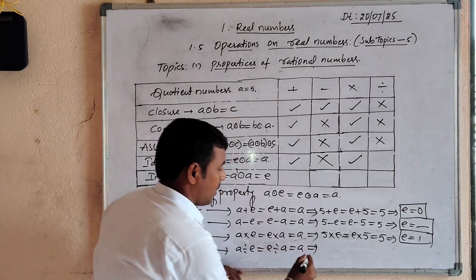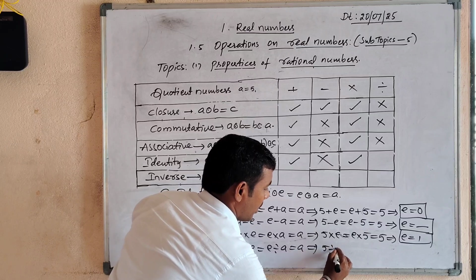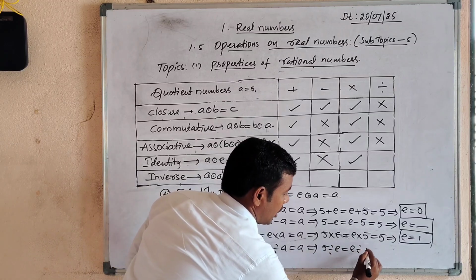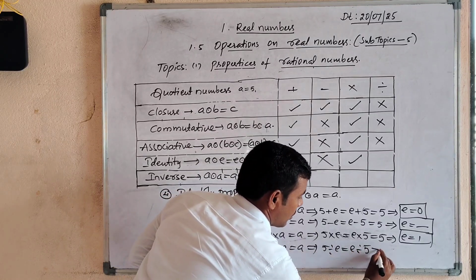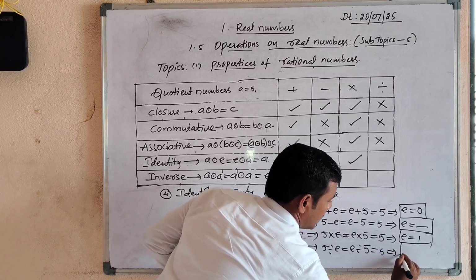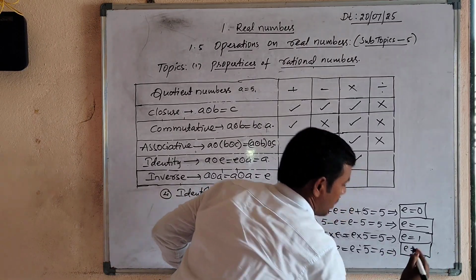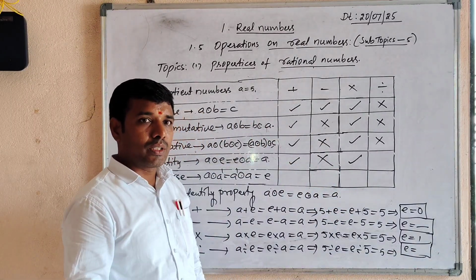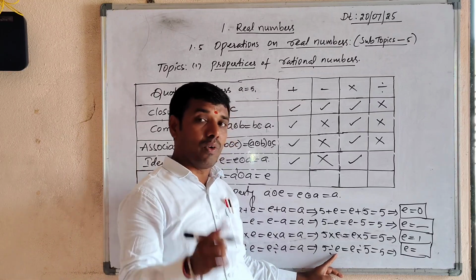Let us substitute A plus 5. 5 divided by E is equal to E divided by 5. 5 is equal to 5. To satisfy this equation, now list out the E value. Students answer that the E value is 1.